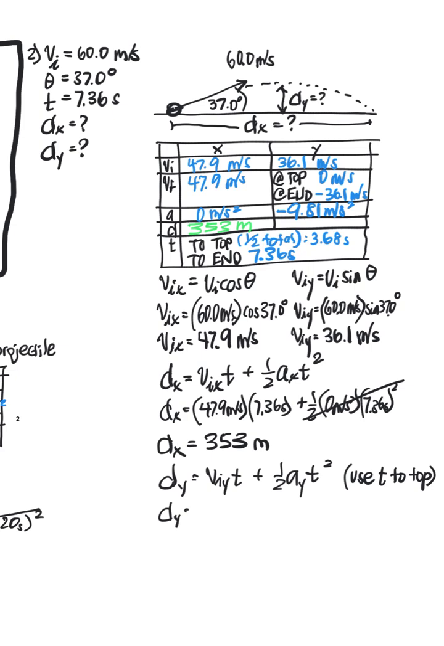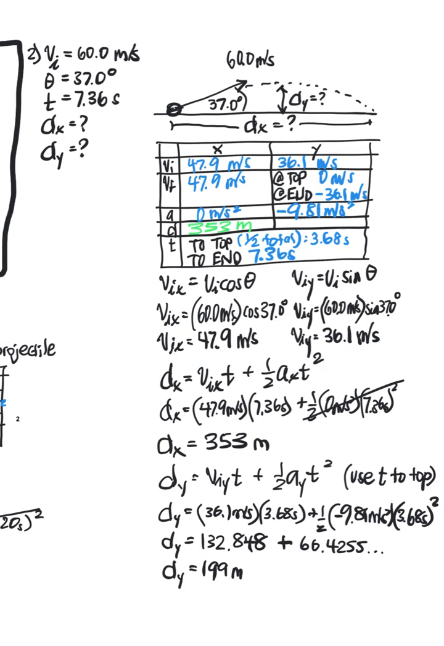So the height is going to be the initial y velocity, which is 36.1 meters per second. The time is going to be to rise, that's 3.68 seconds, and then gravity is going to act against us. It's negative 9.81 meters per second squared, and then we put the time in again to rise, and don't forget to square that sucker. And so when we work the numbers, we get 200 meters up into the air, that's pretty wild.